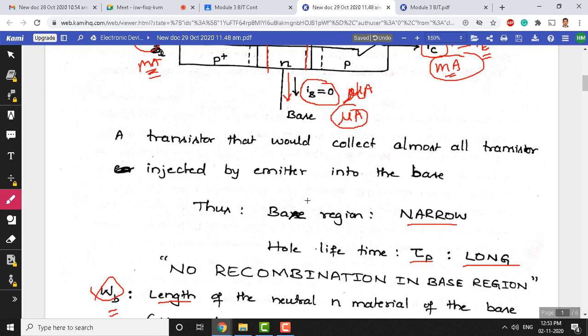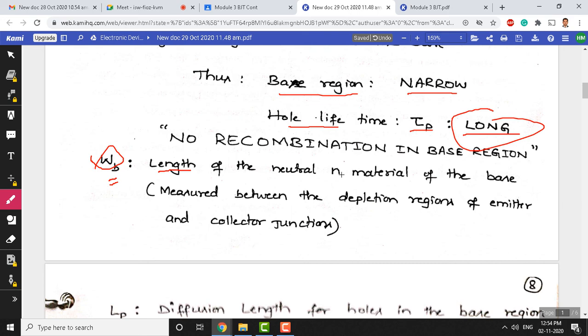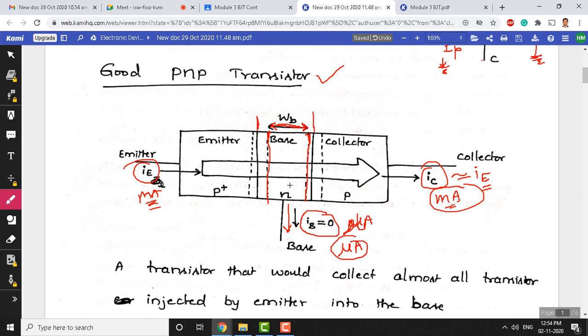Okay. And for no recombination, another condition is that the base region must be narrow. This is one way of PNP transistor design. And the lifetime of holes, how much time the holes can live before they get recombined, that time is called hole lifetime. That must be very long for a good PNP transistor. Okay. So, WB, the definition is the length of the neutral N material of the base region. It is measured between the depletion regions of the emitter and the collector junction. So, between the depletion region of the emitter and the collector, this distance is nothing but WB. Okay. So, WB matters a lot here.